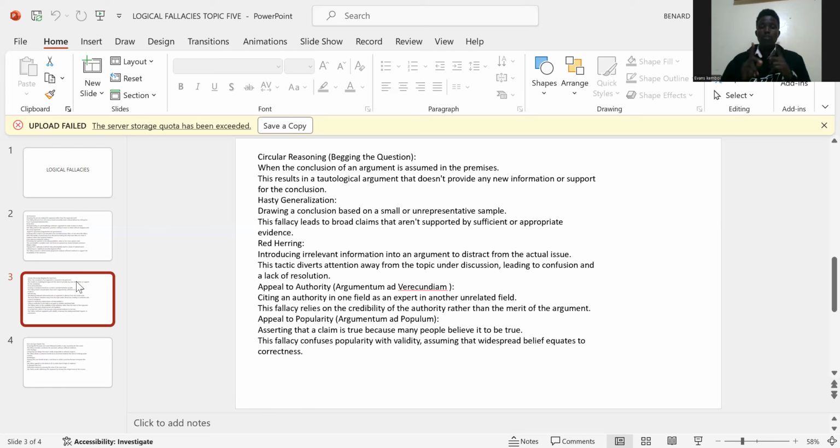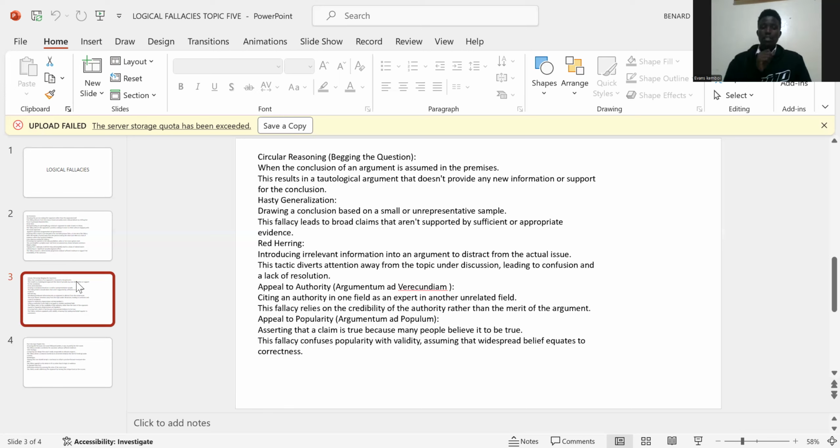Then we have the appeal to authority. This is the argumentum ad verecundiam: citing an authority in one field as an expert in another unrelated field. This fallacy relies on the credibility of the authority rather than the merit of the argument.